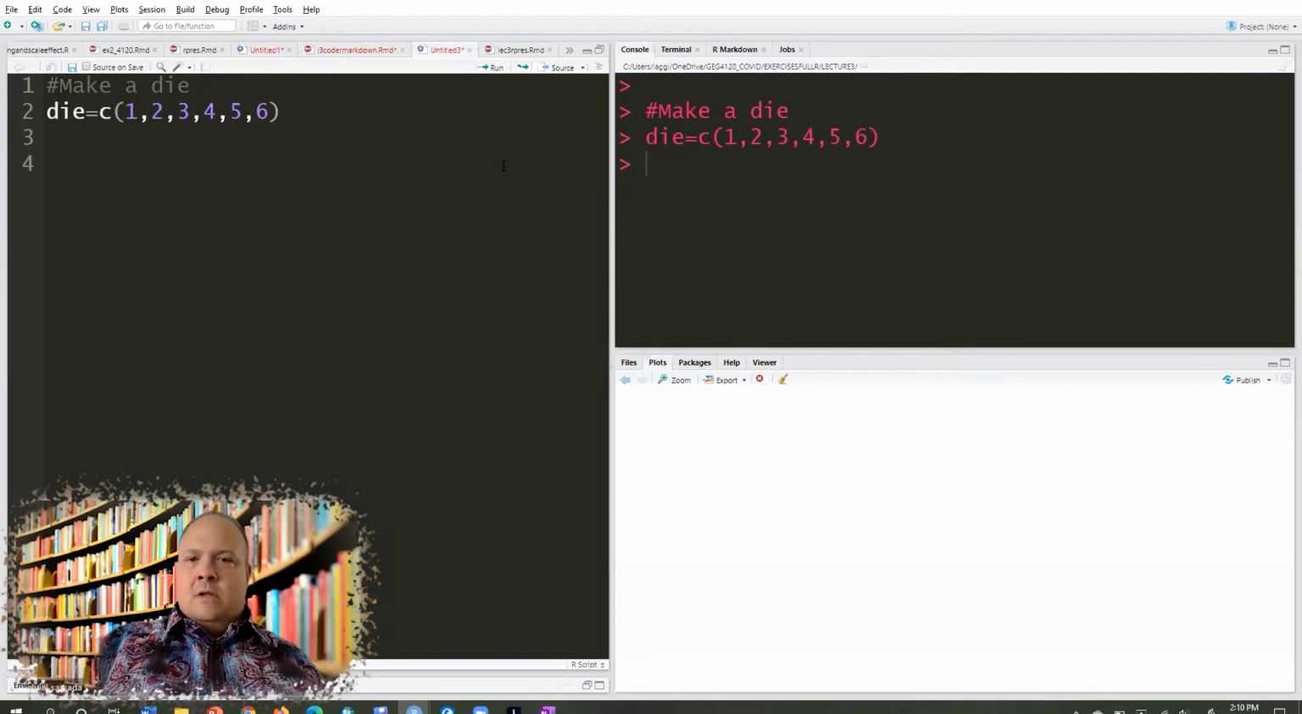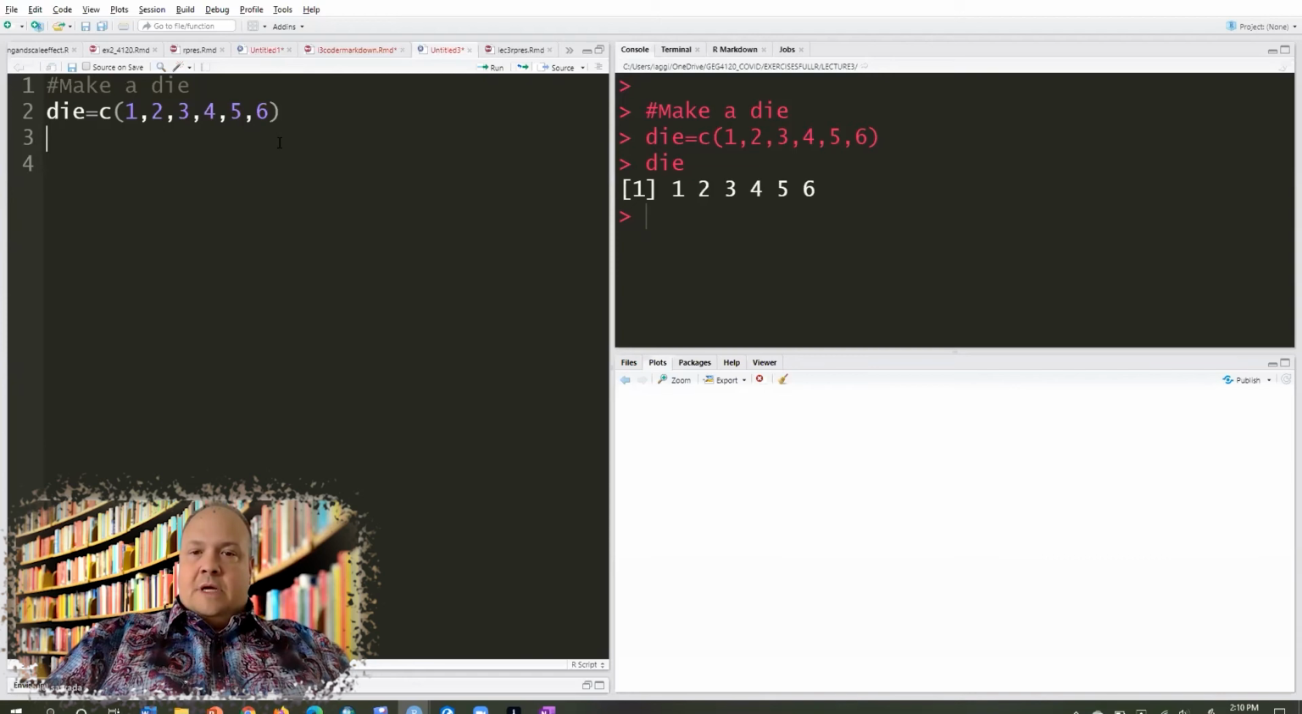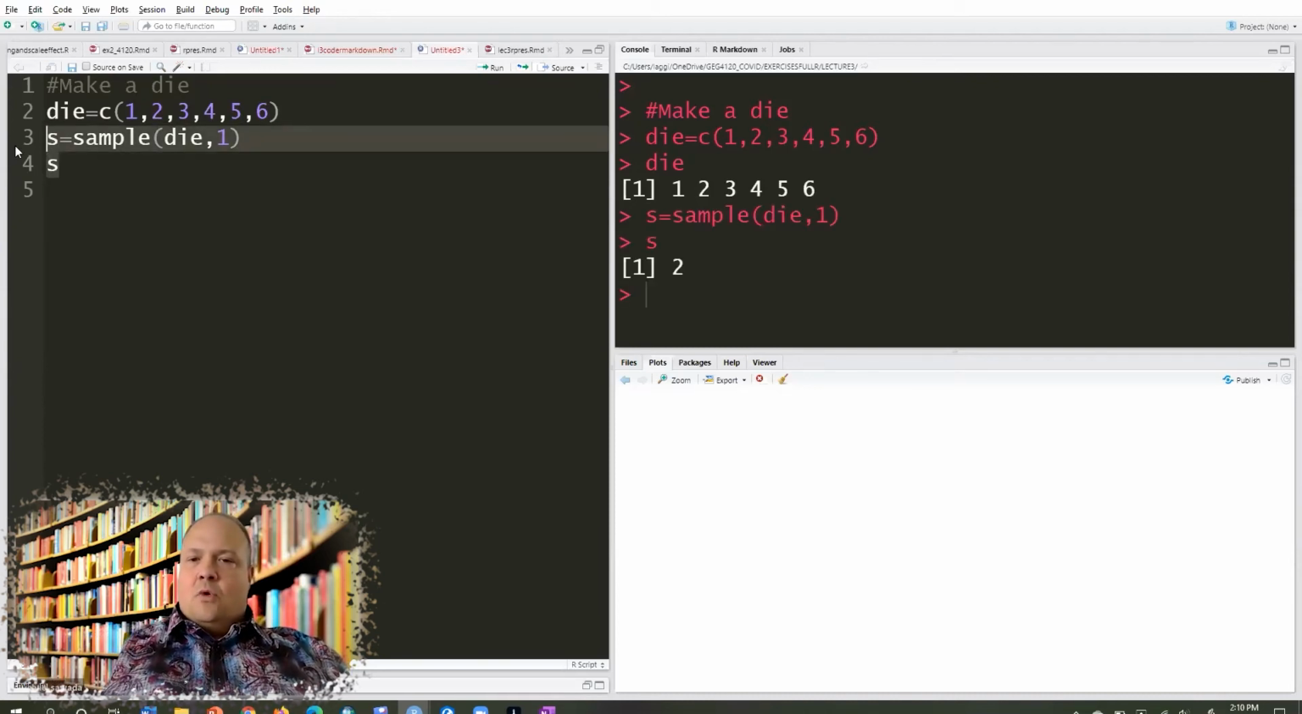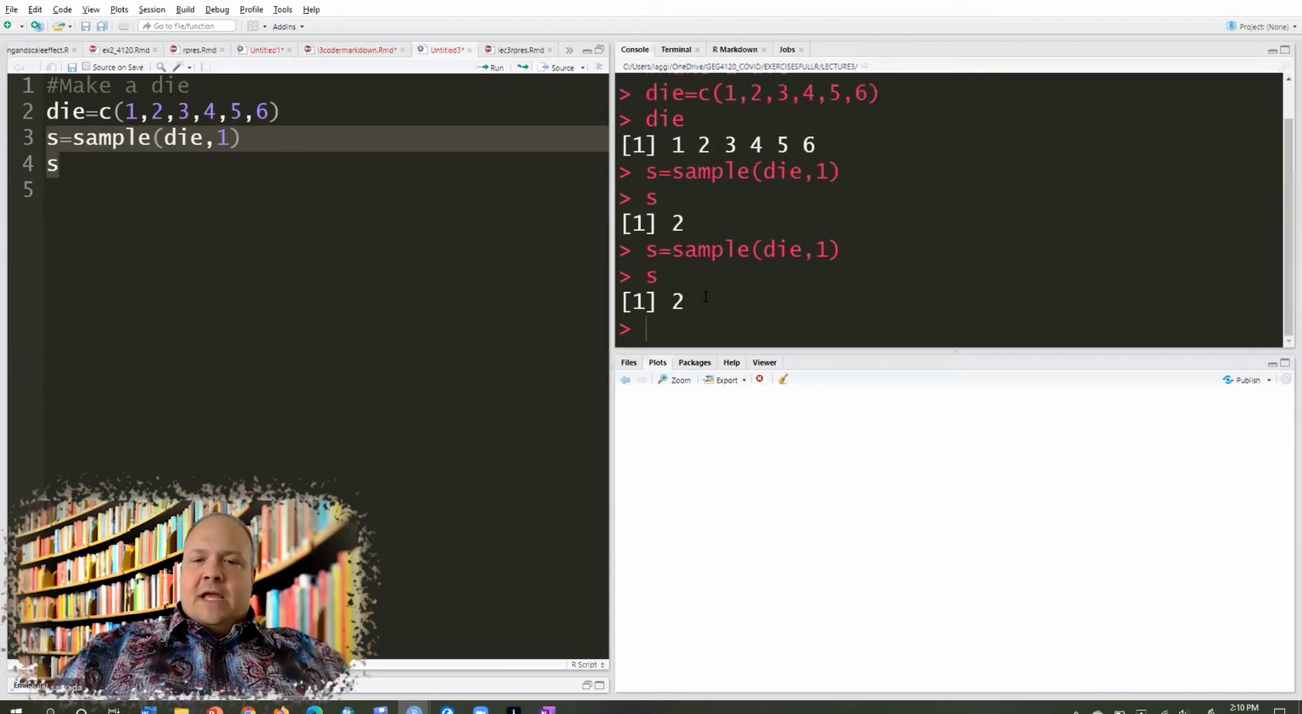And if I run that, then I have just a vector here with the numbers 1, 2, 3, 4, 5, and 6 in them. Now let's simulate a roll of the die. To simulate a roll, we have a function called sample. Sample takes in any vector or matrix and spits out however many samples you want. And we just want one sample. So I'm going to say sample die 1. I'll just save that in S for sample. I'll just print S out. So now I'll run that. So that's a roll of the die now. Every time I run sample, that's a roll of a die. And if I do it again, that's a second roll.